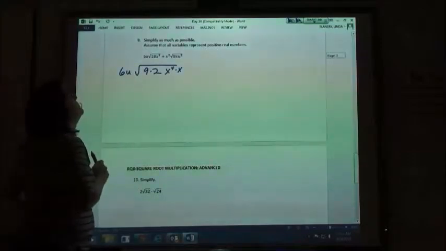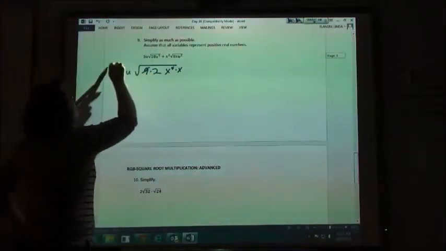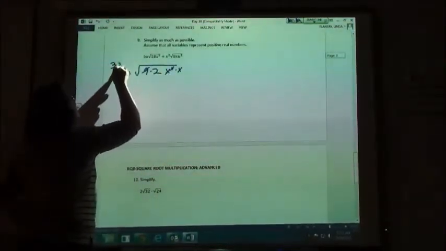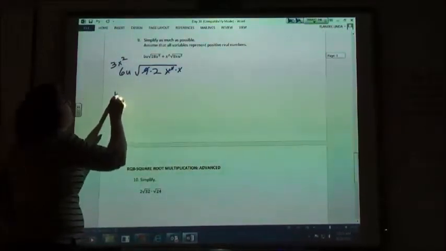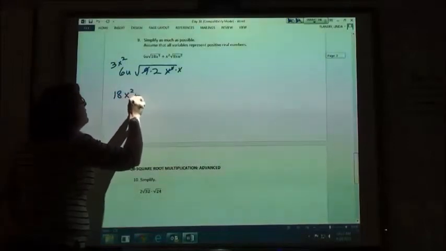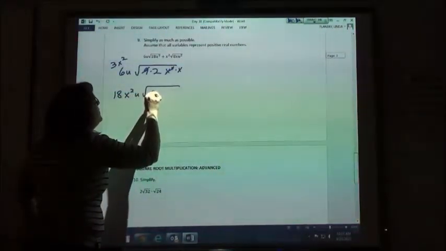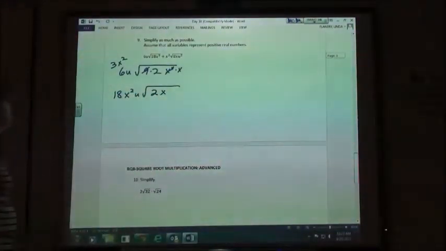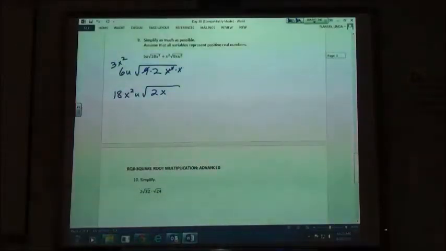So taking out my perfect squares, 3 and x squared can come out, so I'm going to have 18x squared u square root of 2x. Or if you put ux squared, it's the same thing, but we'll write it x squared u.